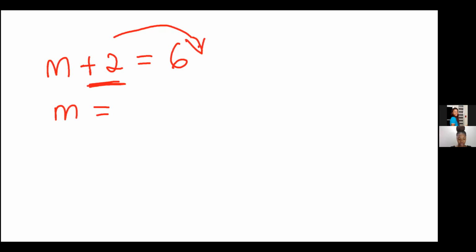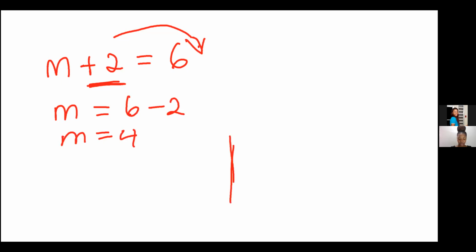If m add 2 is equal to 6, what add 2 is equal to 6? 4, right? 4. But I know I could work this out. Instead of thinking about it, I could say, send across positive 2 to the other side to do the inverse operation. So m is equal to 6 minus 2, which is equal to 4.